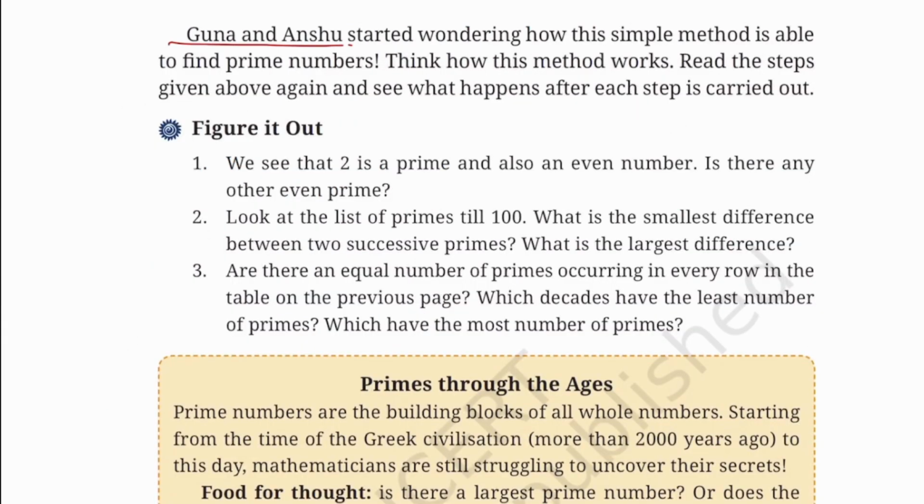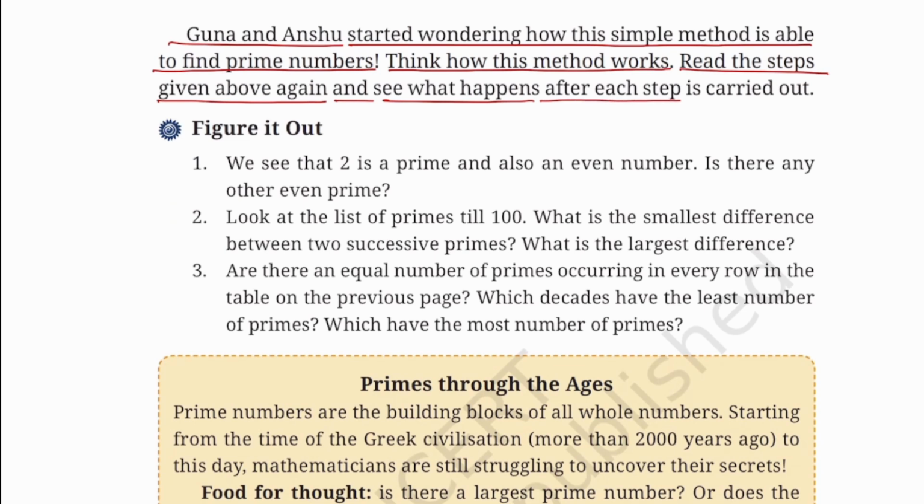Guna and Ansu started wondering how this simple method is able to find prime numbers. Think how this method works. Read the steps given above again and see what happens after each step is carried out. Figure it out. 1. We see that 2 is a prime and also an even number. Is there any other even prime? No.